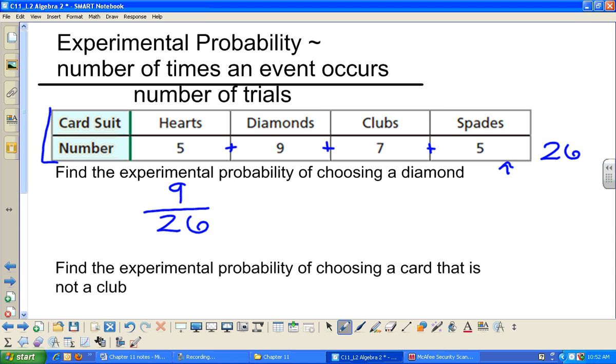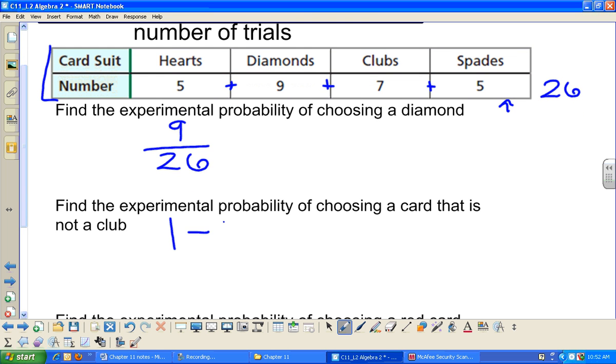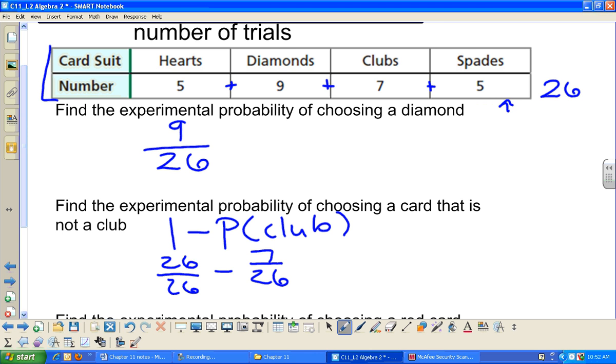Find the experimental probability of choosing a card that is not a club. Well, that's going to be the same thing as 1 minus the probability that it is a club. The probability that it would be a club would be 7 out of 26. And I'm going to write 1 as 26 out of 26 so they have common denominators. So this would be 19 out of 26. If you wanted to, you could have also added 5 plus 5 plus 9.